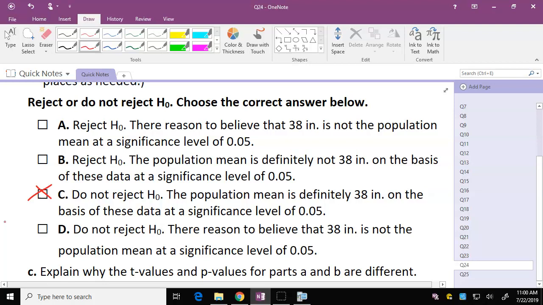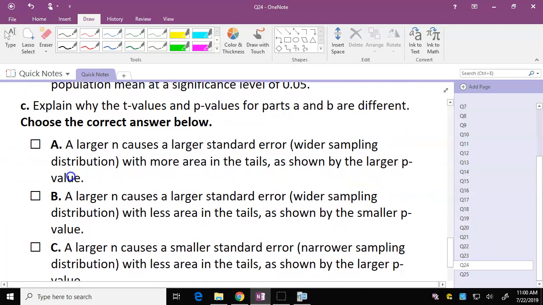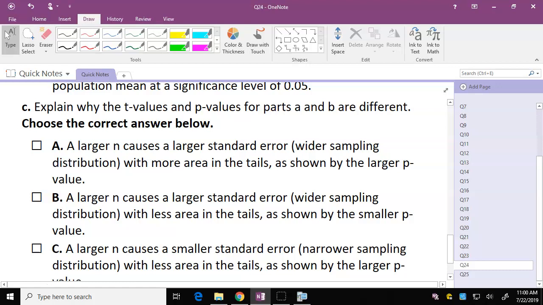C is the one that we want because it says the population mean is definitely 38 inches on the basis of the data, according to the significance level. Same answer that we had before. All right, one more question then. Explain why the t-values and p-values for part A and B are different.